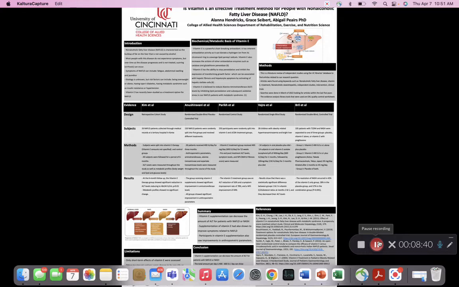Our limitations show here on most of the articles that it was a lot of short-term effects of vitamin E that were assessed. So if they did do the study for a little bit longer, maybe they would see some different results. Other treatment options were shown to be equally as effective in the reduction of ALT, so not just the vitamin E, but also a combination.